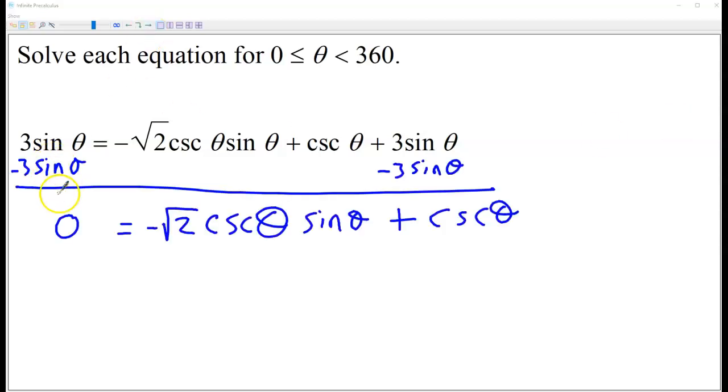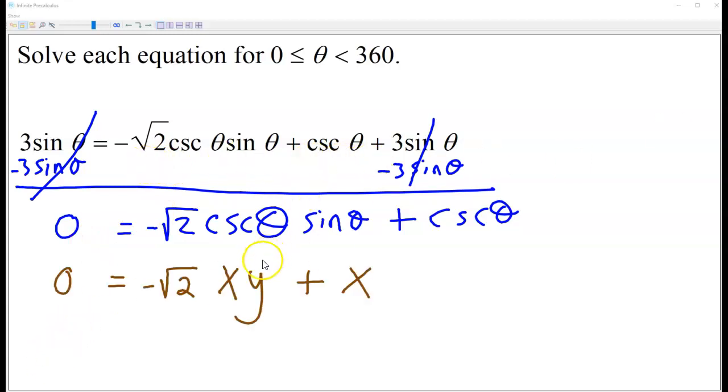So for this problem, the first step would have been to subtract the 3 sine theta on both sides, which just basically cancels these out and leaves you with 0 equals the rest of it. The next step is to replace the trig functions, cosecant theta and sine theta, with letters. So cosecant, I'm just going to call it x, and sine, I'm just going to call it y.